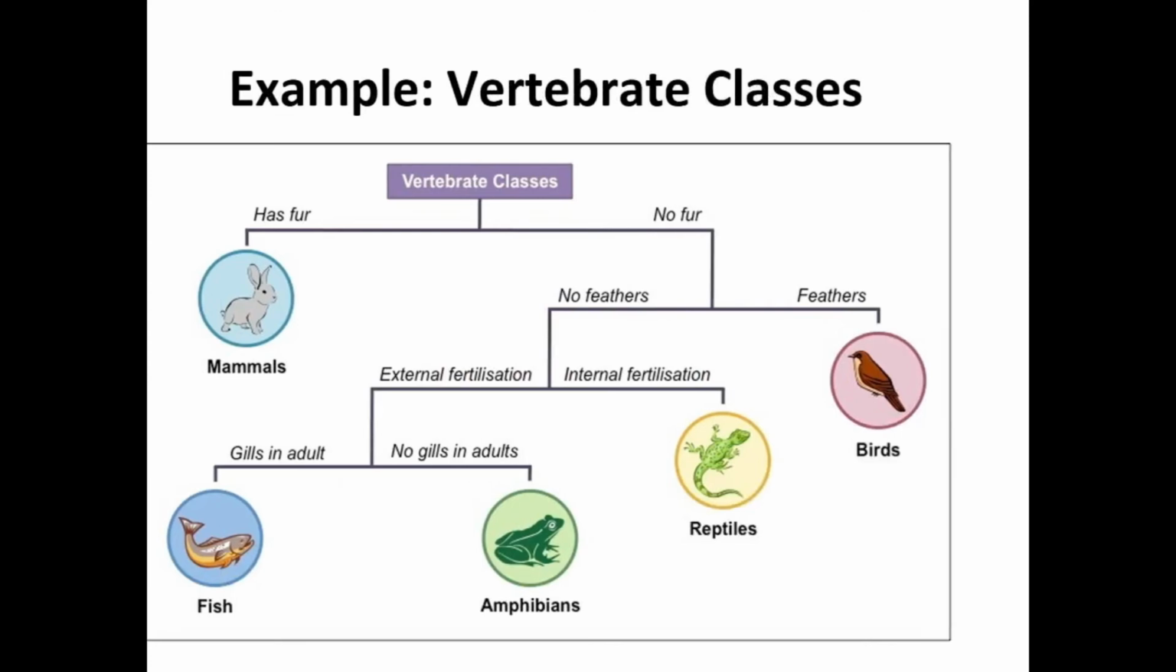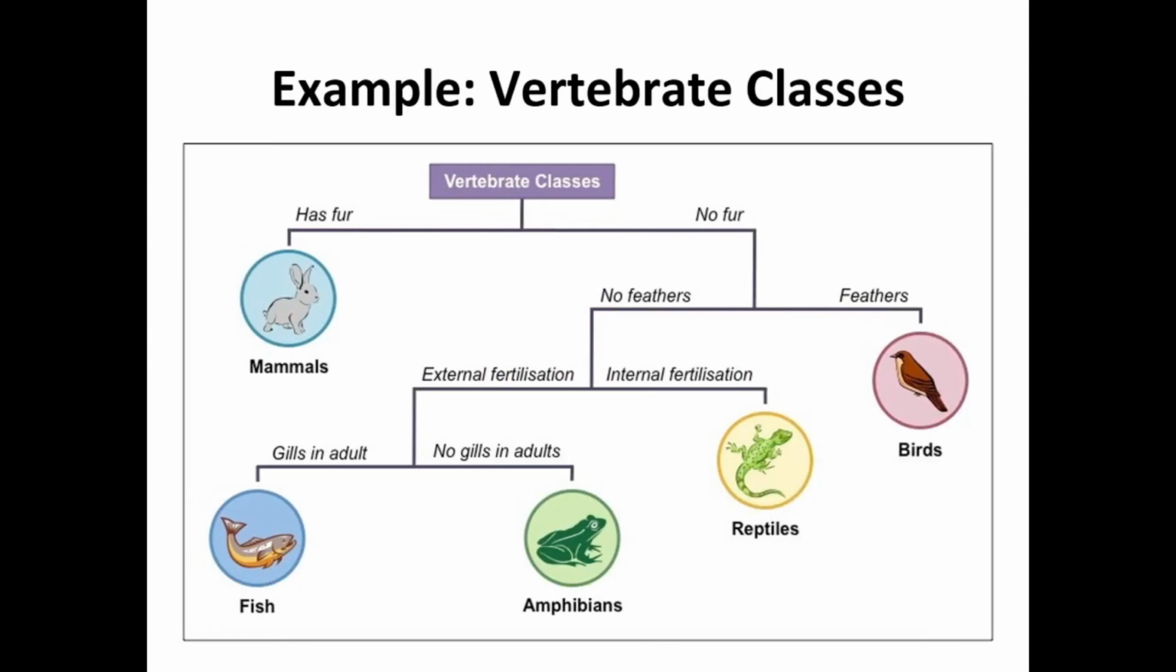For example, when we want to identify a vertebrate, we can use this dichotomous key or this identification key. Using the identification key, when we found an animal, we can decide, does the animal has fur or it doesn't? If it has fur, well, we can classify them as mammals. Meanwhile, when it doesn't has fur, the identification key leads us to another dichotomous statement.